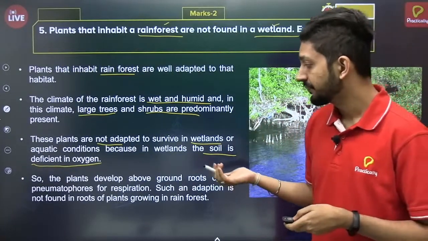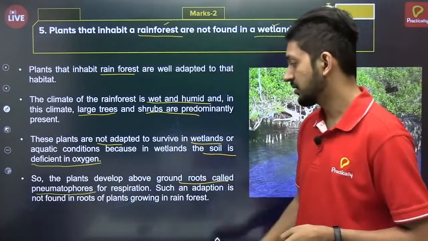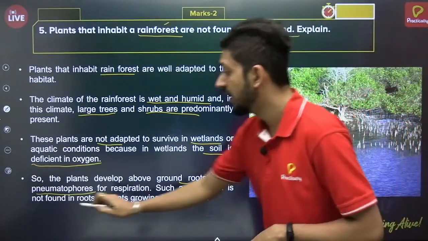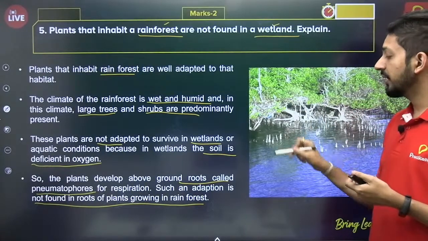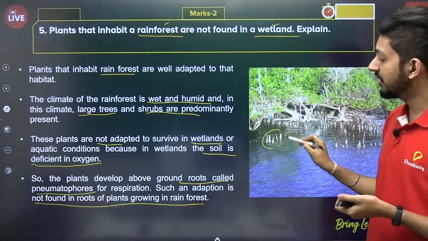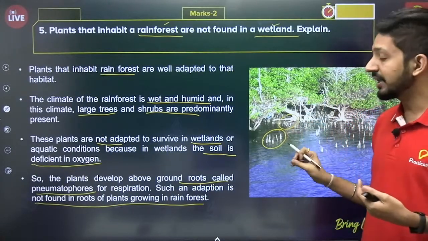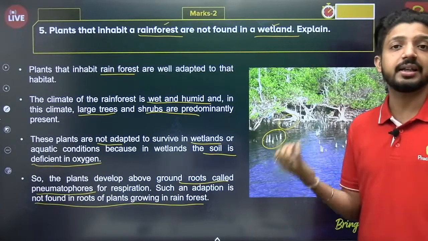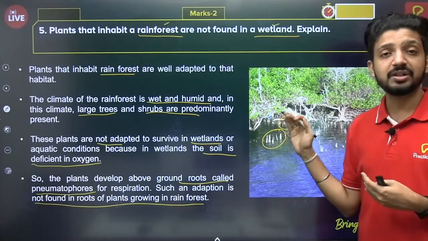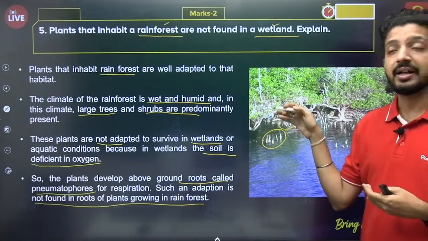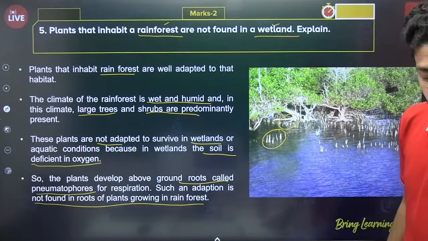So the plants develop above ground roots called pneumatophores for respiration. Such an adaptation is not found in the roots of plants growing in rainforest, right? For example, here this is a wetland, and in this wetland you can see these plants having roots which grow above the water so that they can respire, because inside water there is deficiency of oxygen. They cannot take up the oxygen the way they can take from the atmosphere. So this is a modification present only in the plants in the wetland. So the rainforest plants can't grow over here. It's a simple explanation. Let's move ahead.